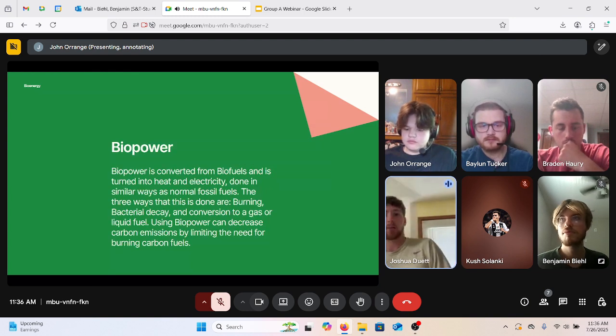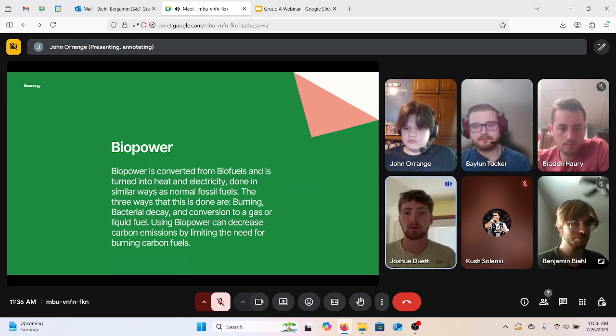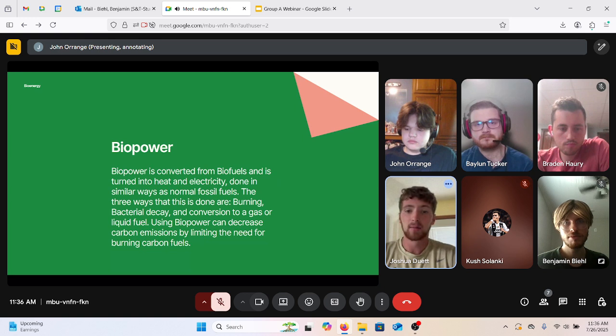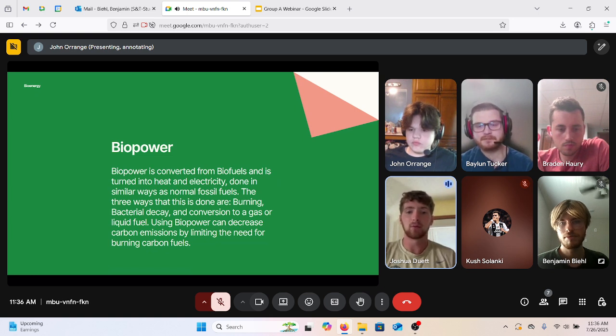Biopower. Biopower is converted from biofuels and is turned into heat and electricity, done in similar ways as fossil fuels. The three ways that this is done are burning, bacterial decay, and conversion to a gas or liquid fuel. Using biopower can decrease carbon emissions by limiting the need for burning carbon fuels.